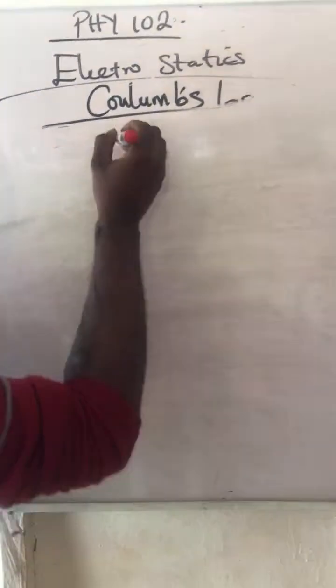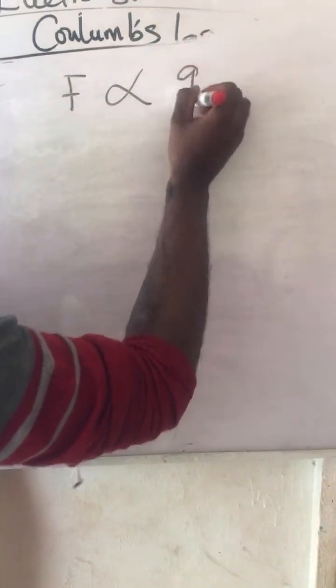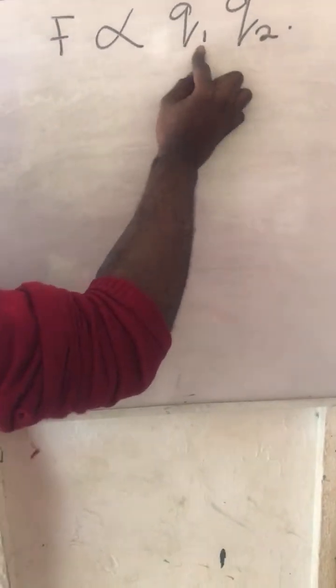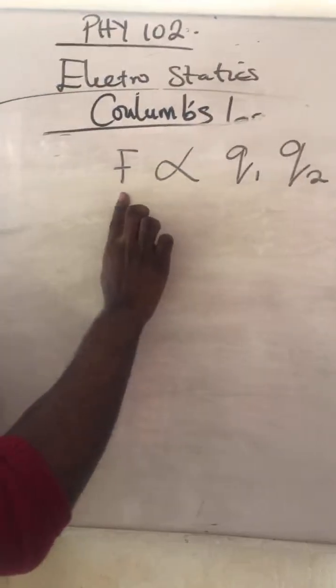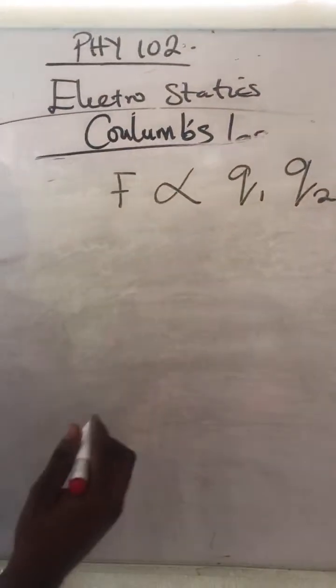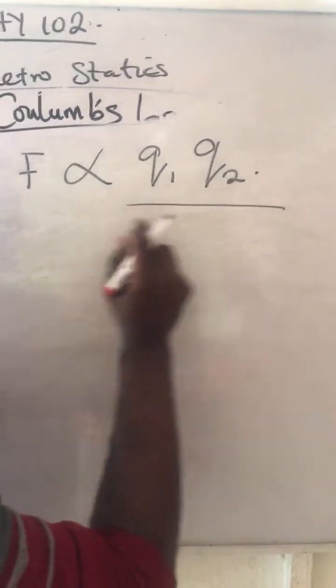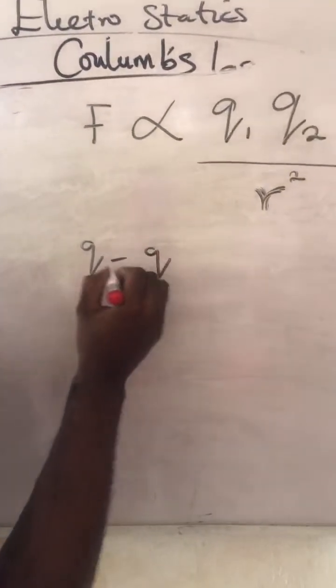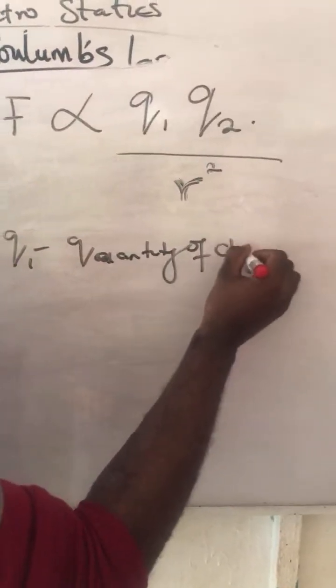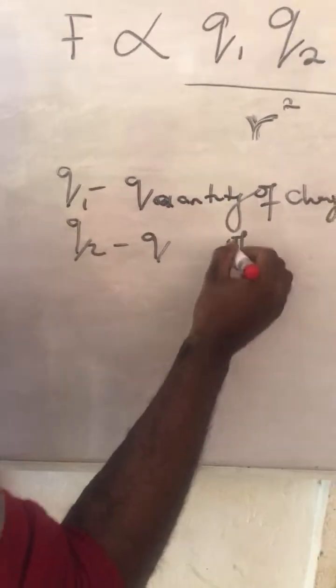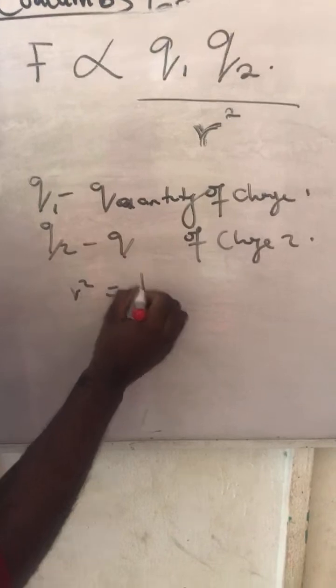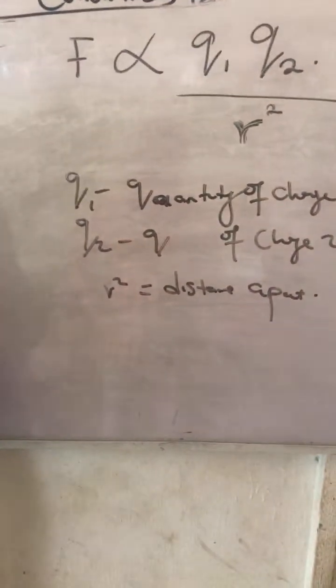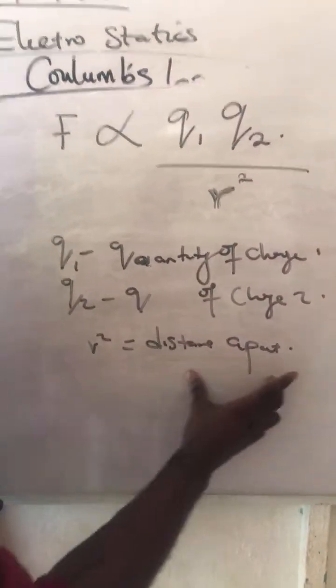Just in case you are asked in your material, it's actually one of the most important laws when it comes to Coulomb. Alright, so we can say that F is directly proportional to what? The quantity of the charges between these two bodies. That means the body has a quantity of charge Q1, and then it has charge Q2, and the force of attraction is proportional to Q1 and Q2. Then it is inversely proportional to the square of their distance apart. Q1 is quantity of charge 1, Q2 is quantity of charge 2, and R squared is the distance apart.